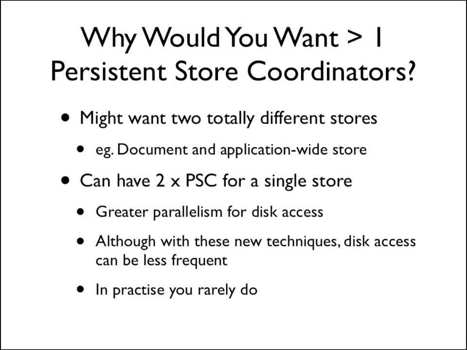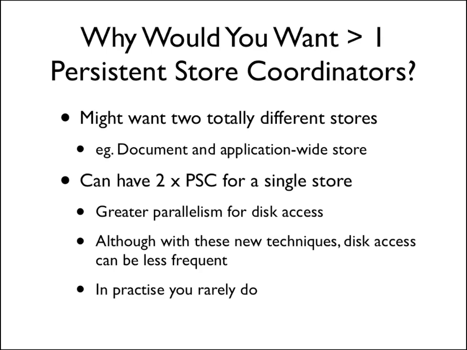So I said you normally only want one persistent store coordinator, but let's think quickly about why you might want more than one, and then we'll completely forget about it. Probably the most common reason is you might have two totally different stores. Think about a Mac application, or even iOS 5 with UIDocument applications. You've got a separate Core Data store per document, that's your Keynote file or whatever. And your application might have its own Core Data store for storing, I don't know, not preferences, because that'd be a stupid way to do it, but let's pretend it is. So you've got a persistent store coordinator for the two different files because they're totally separate databases.